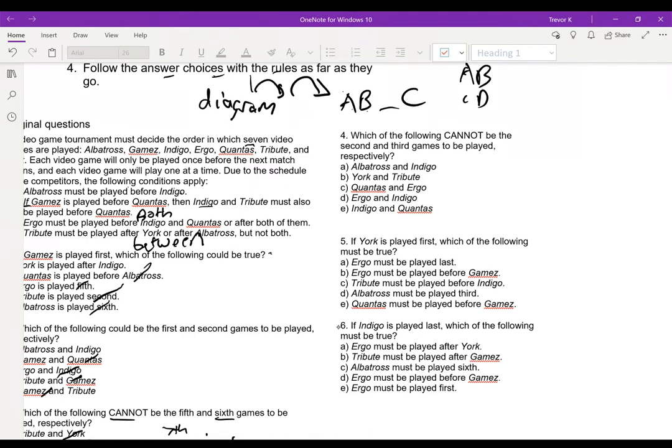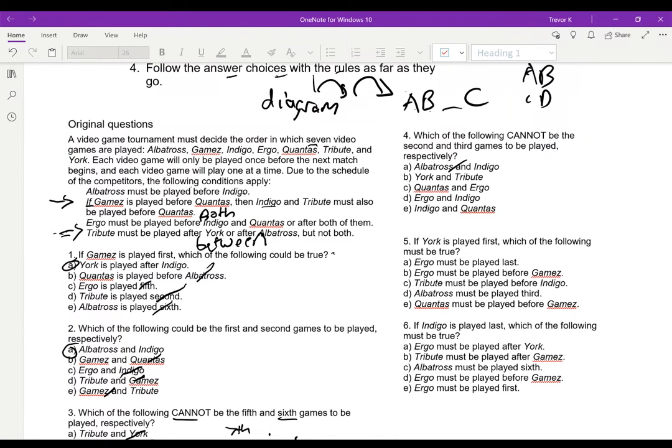Because that works. York and Tribute, that just means York is before Tribute, which means Albatross is sometime afterwards. So that's probably fine. Qantas and Ergo. If it's Qantas and Ergo, second and third, that means I need Indigo, so this is now my rule 3 that I'm worried about. I need Indigo before both Qantas and Ergo, and that cannot work because I would need Albatross also there, but that doesn't give me enough room. I'd have to do Indigo, Qantas, Ergo, and put Albatross here, but I've already done my first, second, third. So it has to be this one. This one cannot be true.